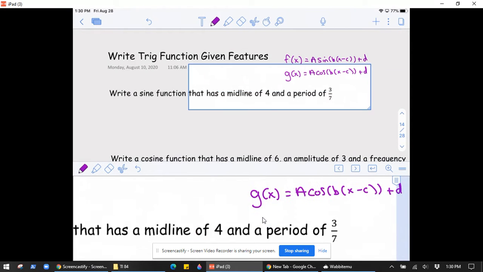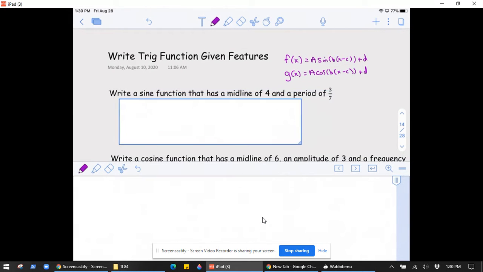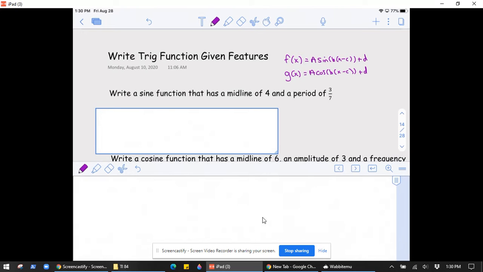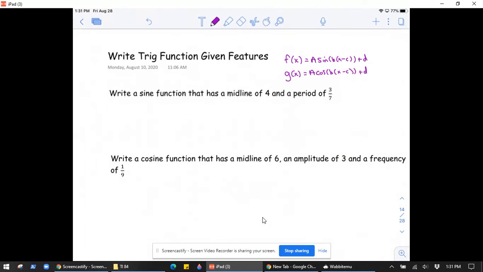Okay, so I've defined these in other videos. I've defined what a midline is, the period, etc. So let's just use this as a way of finding an equation, assuming we know these things, and I'll try to weave through some of the concepts as best I can.